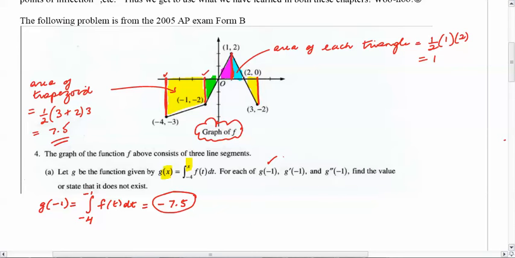So we found g of -1. To find g prime of -1, I need to find g prime of x. And g prime of x is going to be what? The derivative of g, so it's the derivative d/dx of the integral from -4 to x of f of t dt. Hopefully all this is becoming very familiar to you. Apply the fundamental theorem. That is simply f of x.